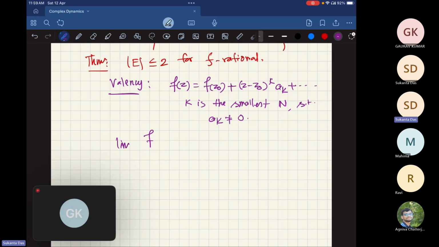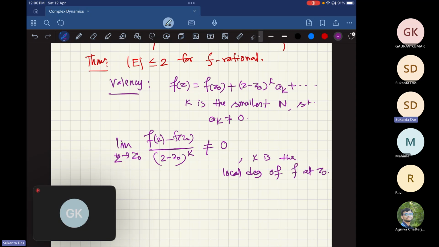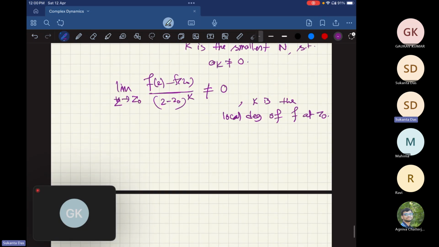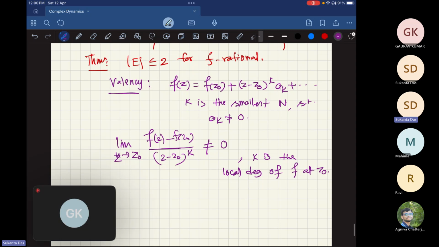So if you take the limit as z goes to z0 of (f(z) - f(z0)) divided by (z - z0) to the power k, and this limit exists and is non-zero, then I will say that k is the valency of the function at z0, or in other words, k is the local degree of f at z0. This will help us to prove this.